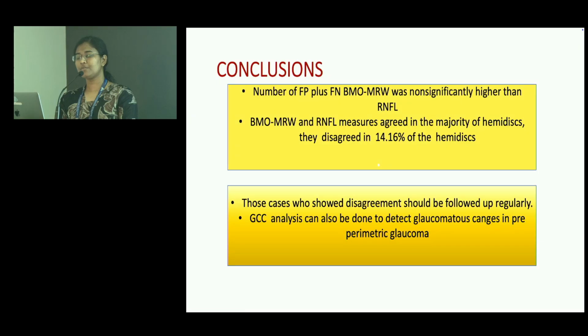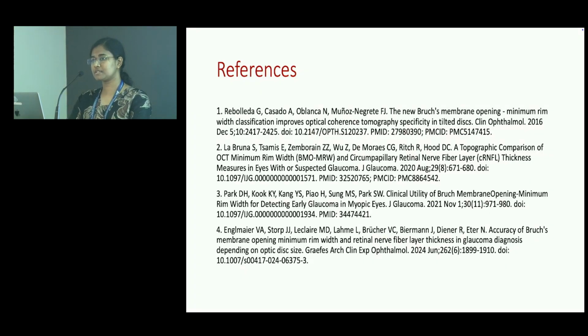Conclusion: the number of false positive plus false negative in BMO-MRW was non-significantly higher than RNFL. The BMO-MRW and RNFL measures agreed in the majority of hemidiscs and disagreed only in 14.16% of hemidiscs. So those cases who showed disagreement should be followed up regularly, and GCC analysis can also be done to detect these glaucomatous changes in pre-perimetric glaucoma. These are my references. Thank you.